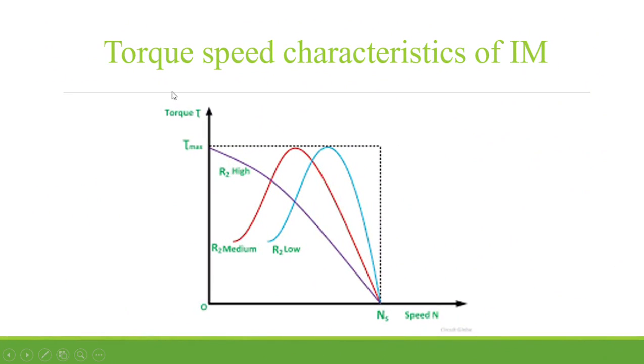So you can understand this torque speed characteristics in the same manner. Here it will be linear, then here it will be a hyperbola, and then here it will conclude like this. So this is the starting torque here, and the starting torque is the highest when R2 equals X2.